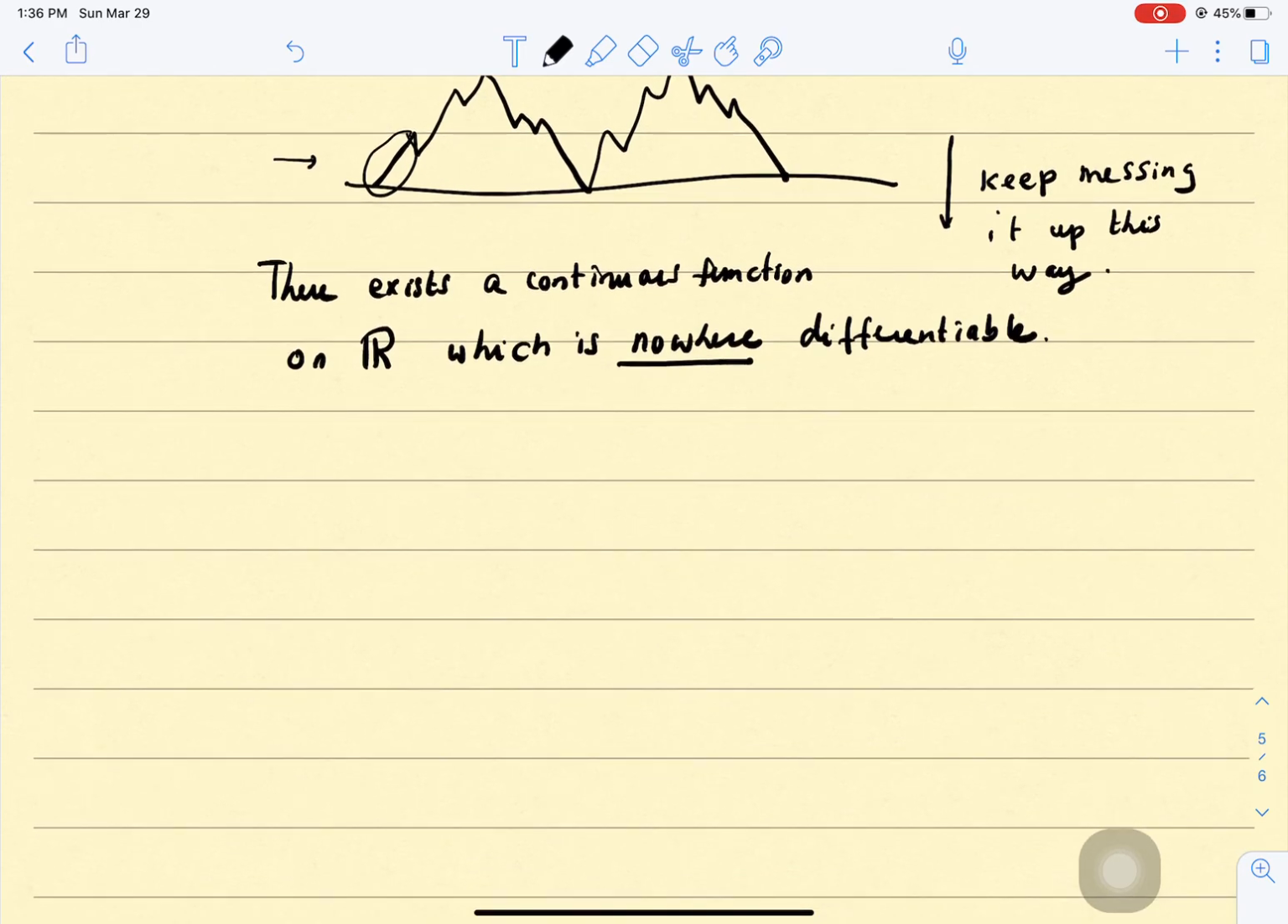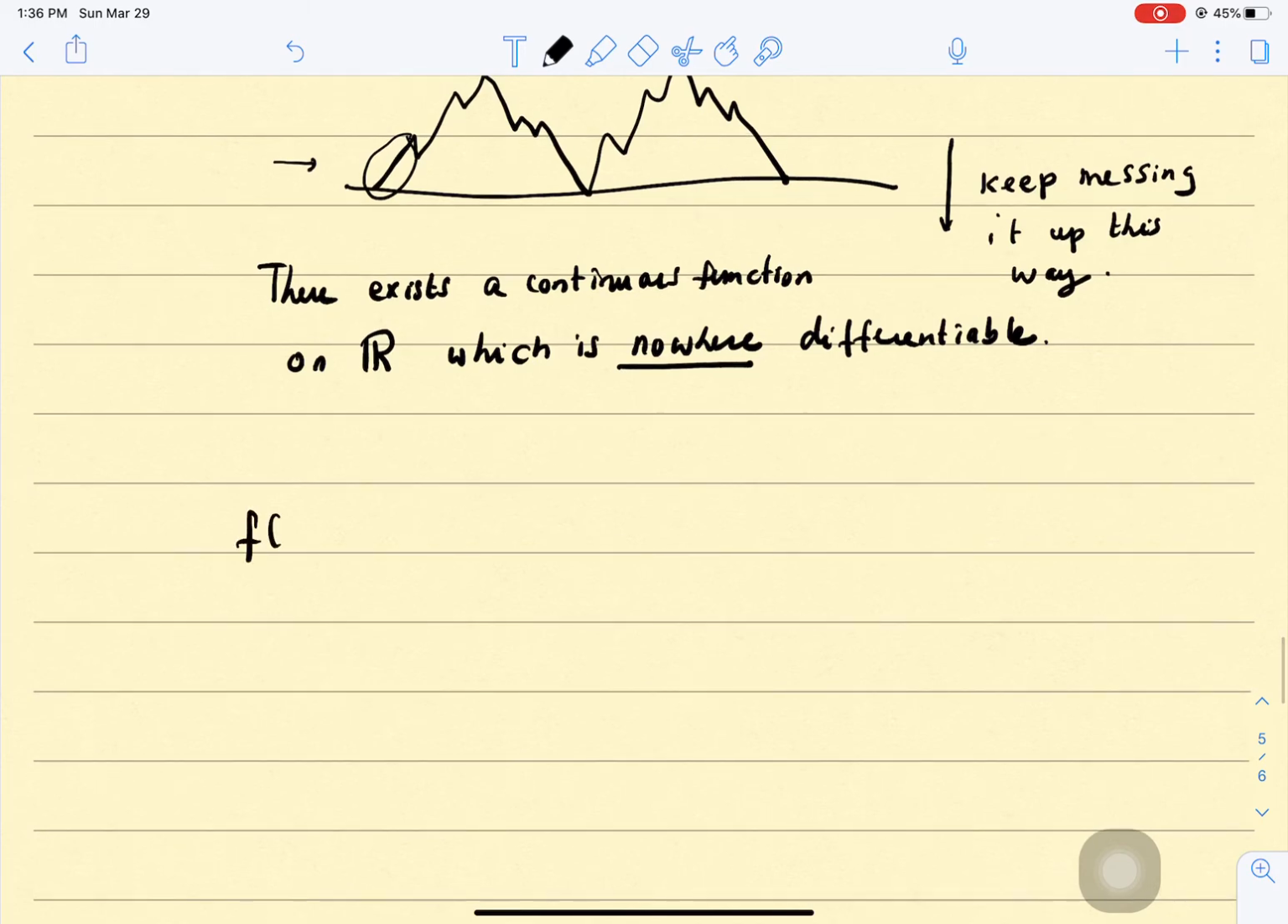Now look at some more examples. This one's a really interesting one. Look at the function f of x is x times the sine of 1 over x. That function is continuous at 0, but not differentiable at 0.